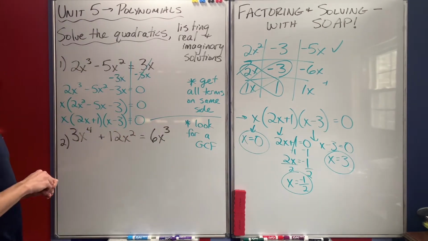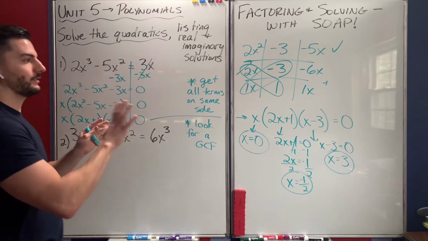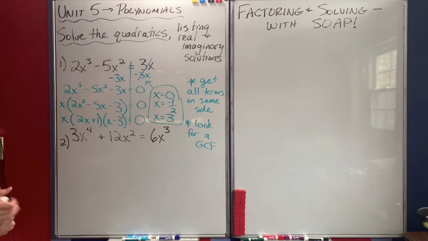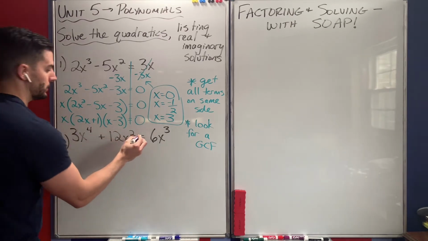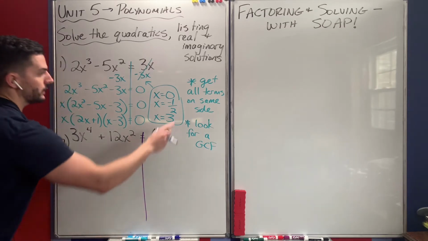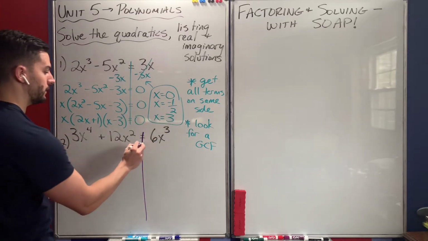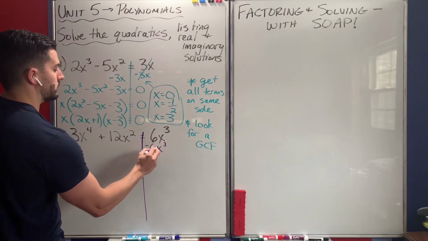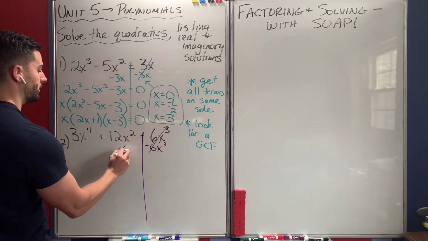Now this number 2 is going to be a little different, so we'll go through that one, but I'm going to have to erase some of this to make some room. Now, looking at this number 2, 3x to the fourth plus 12x squared equals 6x cubed. Same idea: I want to get all the terms on the same side. So I'll subtract the 6x cubed, canceling that.